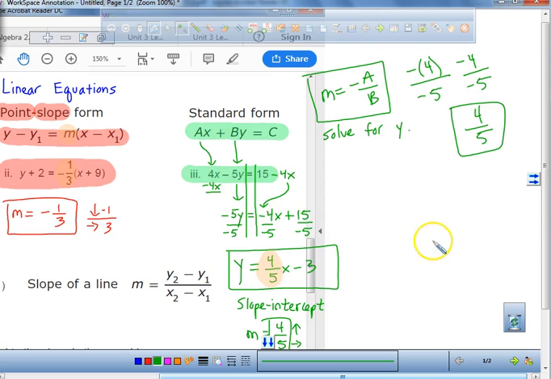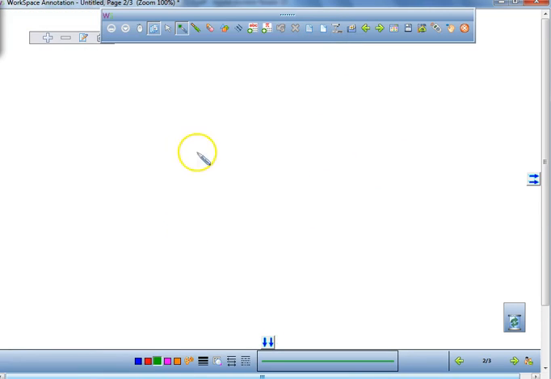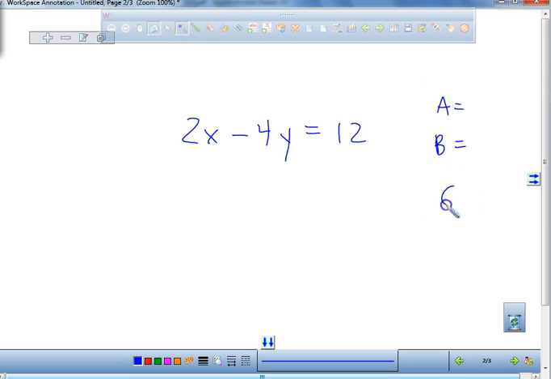So by the way, would you guys like to do a quick little standard form shortcut? So you guys know how to do it? Sounds like a plan. Here we go. Ready? Here's an equation in standard form. 2x minus 4y equals 12. A, B, C. What's my A value? 2. What's my B value? Minus 4. And what's my C value? 12.